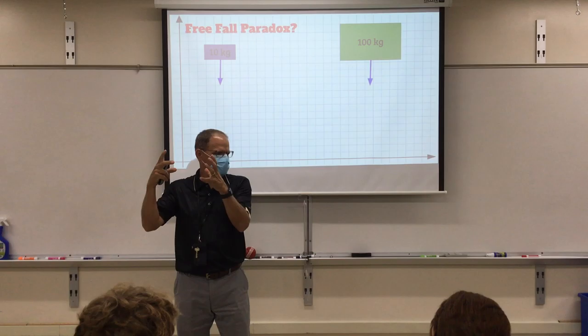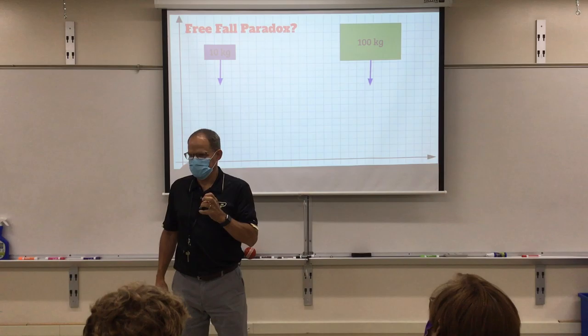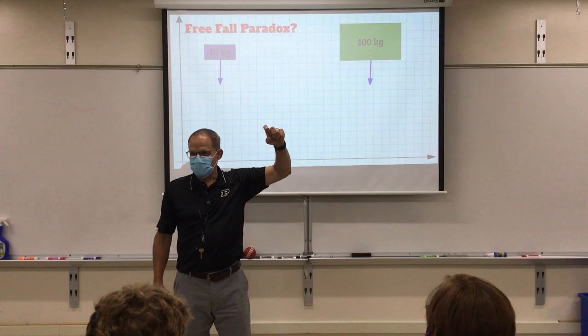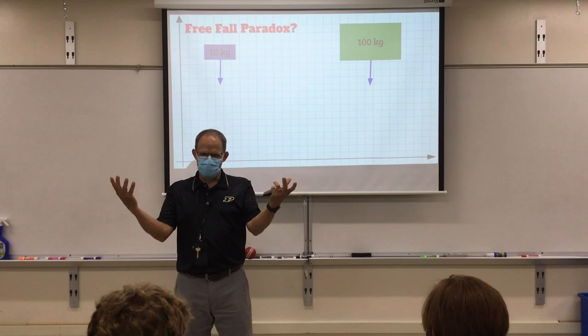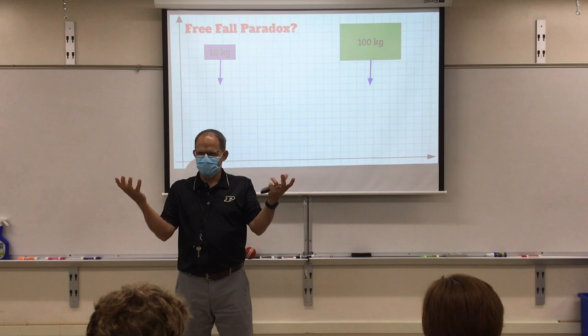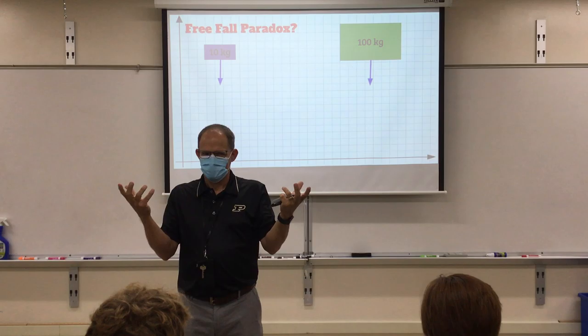So here's a paradox. If you had two rocks, a 100 kilogram rock, we're talking about 220 pounds, a massive rock, and a 10 kilogram rock, so 20 pounds. Which one does gravity pull harder on? Ethan, take a guess. They're both pulled the same. Gravity pulls the same on both. So you could hold one up with your right hand and the other one with your left hand, and it'd take the same force to hold them up.